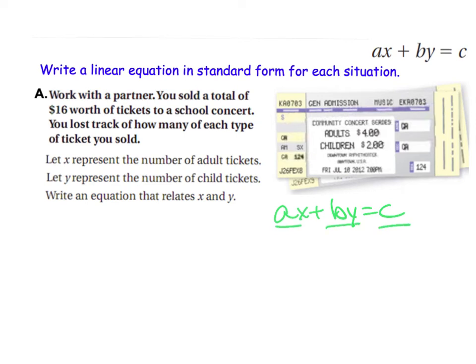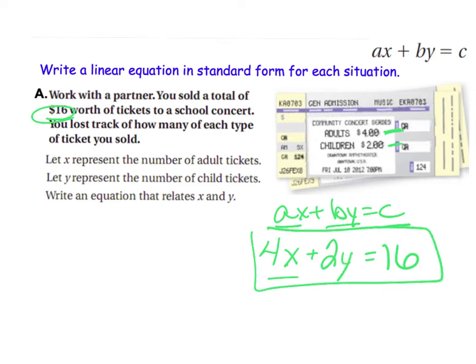Thing 1 plus thing 2 equals the total. You sold a total of $16 worth of tickets, so you already know where the total goes. So if we look at our tickets now, it's $4 for adults. So there's thing 1, $4 for each adult, plus students or children are $2 per child. There's our equation. Adults is thing 1, children is thing 2, total is c.